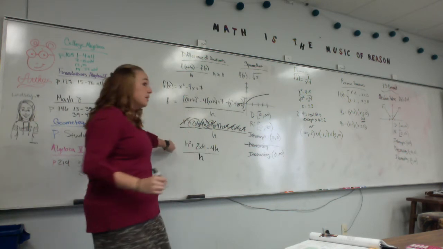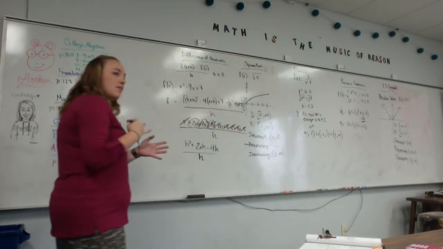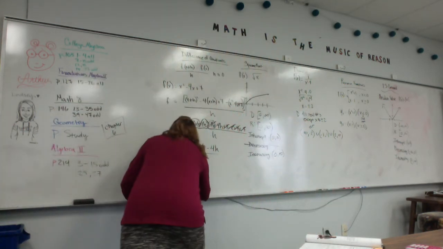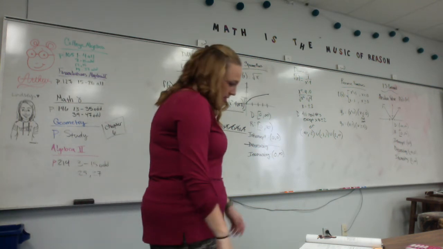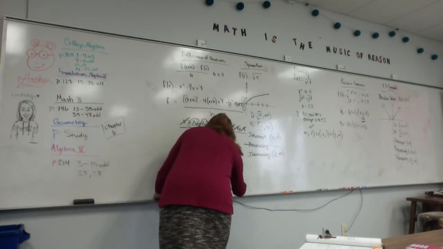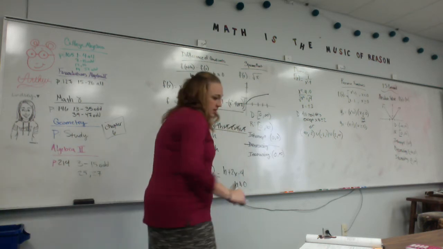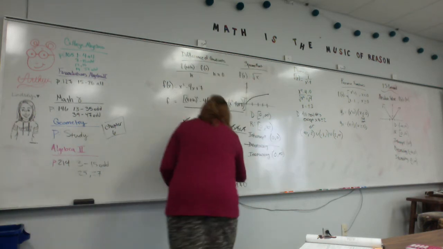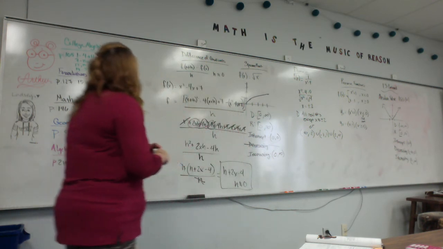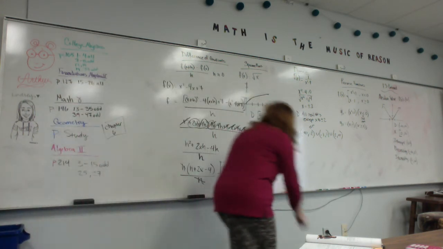What do you think I have to do from this step? Can I take anything out of everything? An h. So if I take an h out, I get h times the quantity h plus 2x minus 4, over h. What happens from there? The h's cancel, and I get h plus 2x minus 4, where h cannot equal 0 as my final solution. And that's how you have to go about finding the difference of quotients. A lot of stuff is going to cancel out during that.